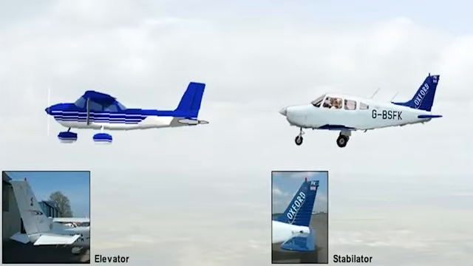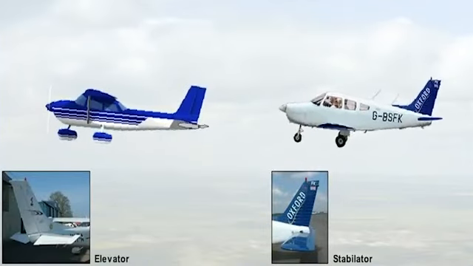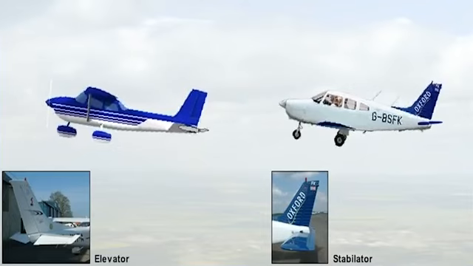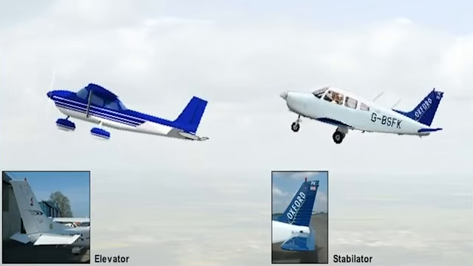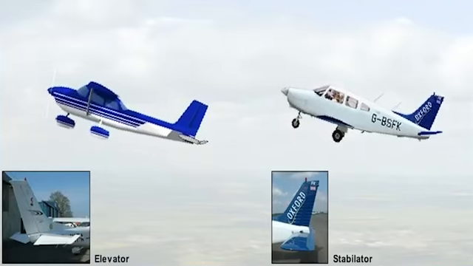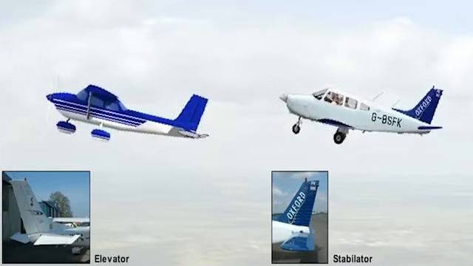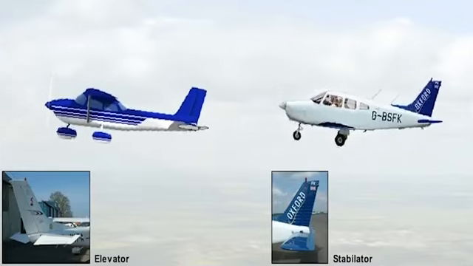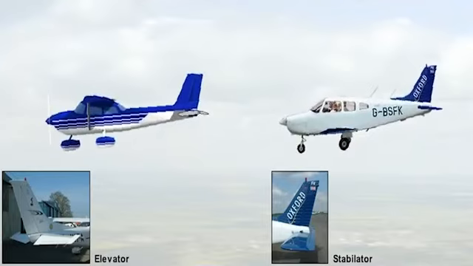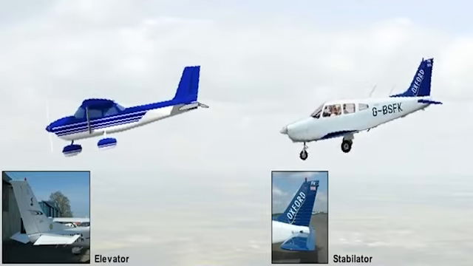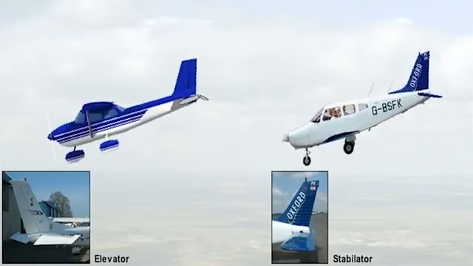As you see on screen now, the elevators are movable surfaces attached to a fixed tailplane, whereas when the whole tailplane moves, we call this surface a stabilator. The function of the elevators and the stabilator is identical. In this CBT, the aircraft we most commonly use to illustrate our briefings is the Warrior, so we shall most often refer to the stabilator when referring to control in pitch.